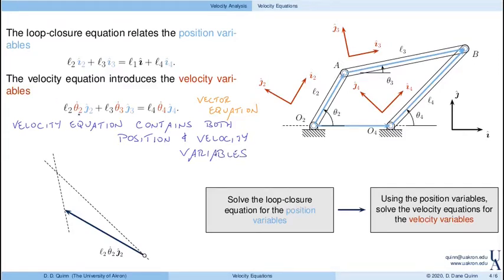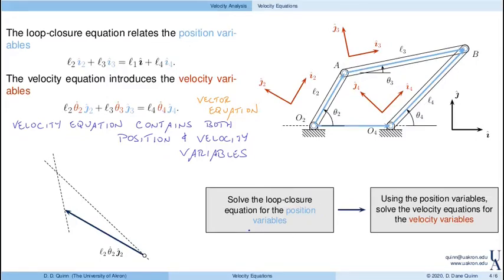So really, if you just look at this, you actually have 6 variables. You have the 3 velocity variables and you have the 3 position variables. Well, the way that we get around this is that we solve the loop closure equation first for the position variables. So I go back up here and look at the loop closure equation, solve for, say, theta 3 and theta 4 in terms of theta 2. And then once I have that, those are now known in the velocity equation.